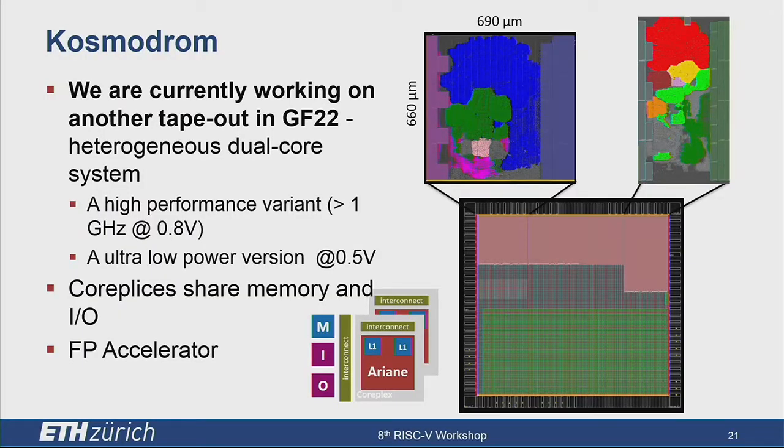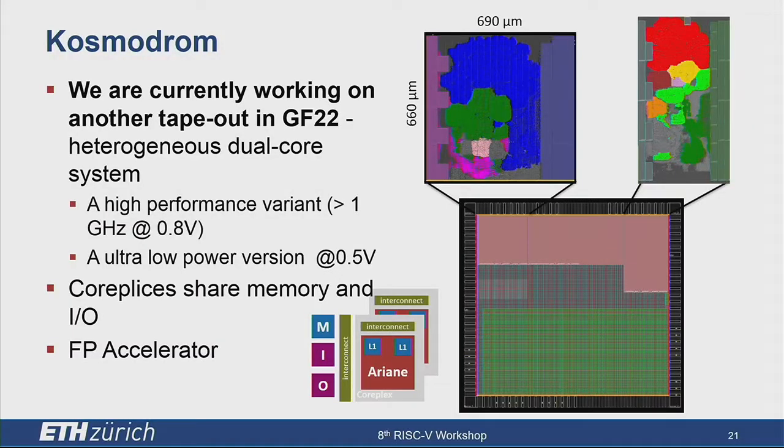Nevertheless, we are in tape-out mode, and we are currently working on yet another tape-out, which is called Cosmodrome. I mean, you can see the space theme we picked up. And the tape-out is going to be in GF22 again. This time we are taping out 2 Ariane versions. One should be a high-performance version, which is depicted on the left, and one is the low-power version in a different cell library. So one is operated at 0.8 volt, and the other one at 0.5.